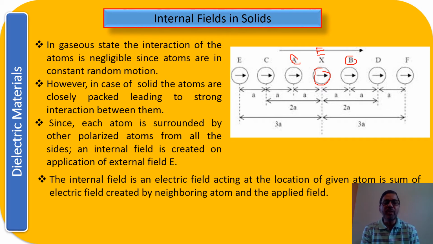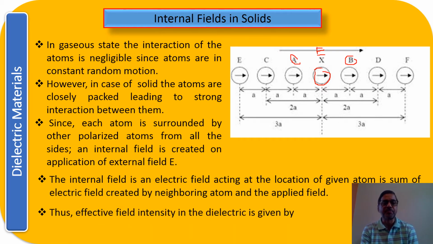The internal field is an electric field acting on the location of the given atom. It is the sum of the electric field created by neighboring atoms and the applied field, right? So whenever we put an electric field from the outside, all the neighboring atoms are going to put their influence, right? And the total value of the field is what we are going to find out in this case.